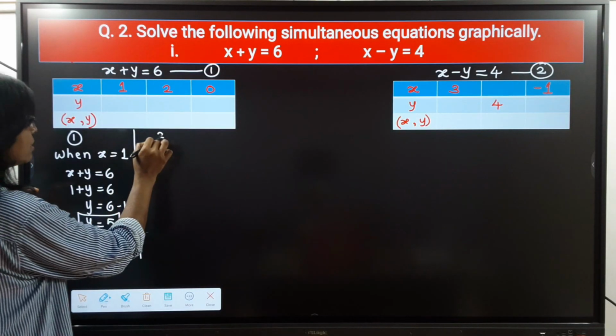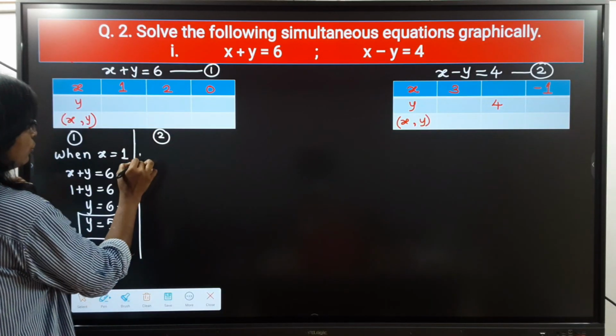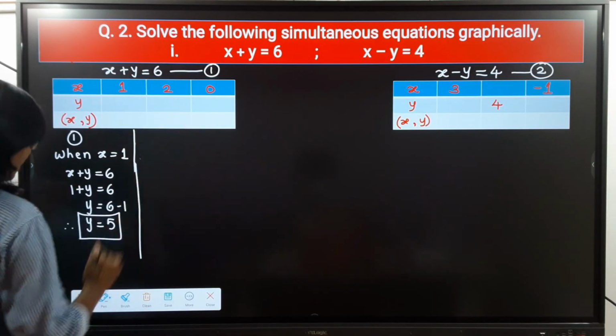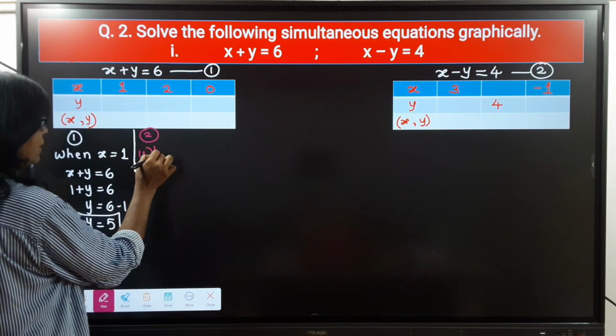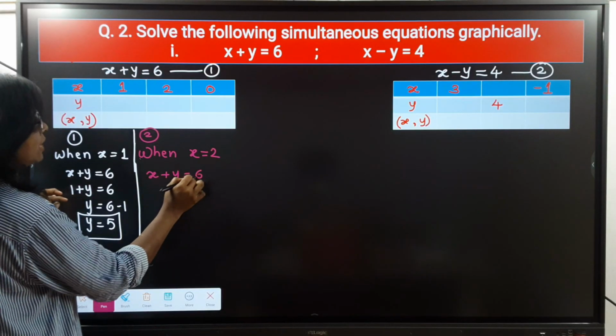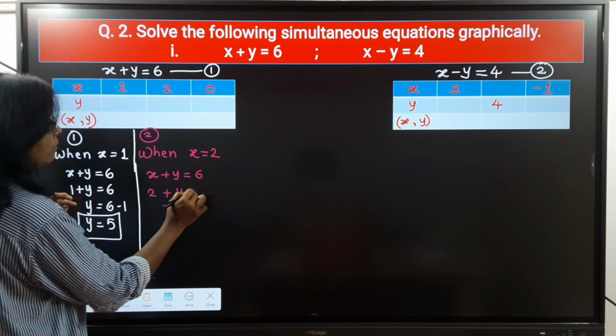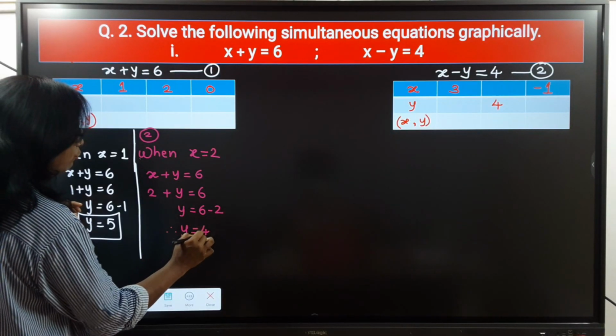Then second one students, when x is equal to 2. The equation is x plus y is equal to 6. Therefore 2 plus y is equal to 6. Therefore y is equal to 6 minus 2. And therefore y is equal to 4.